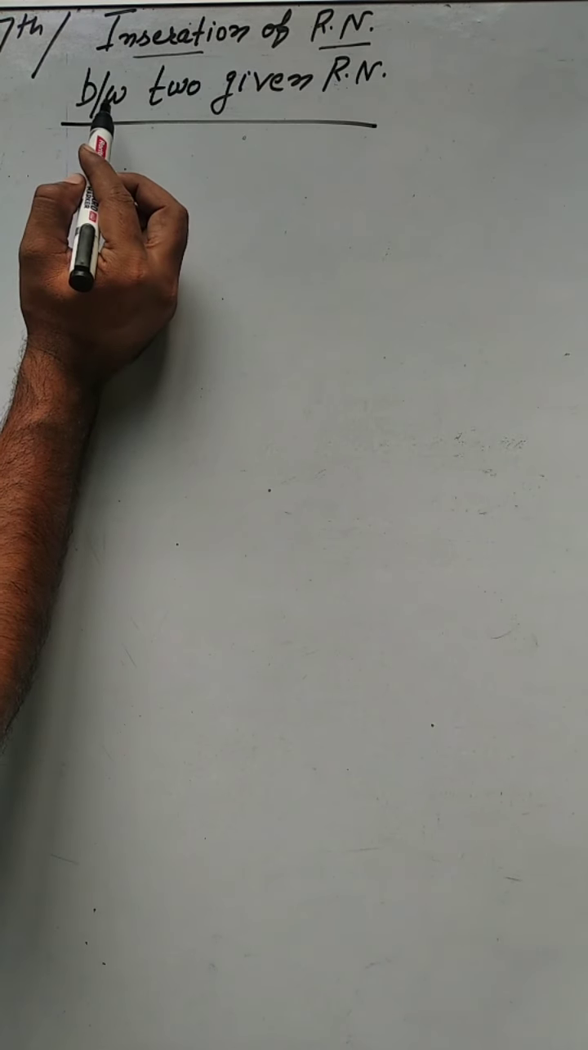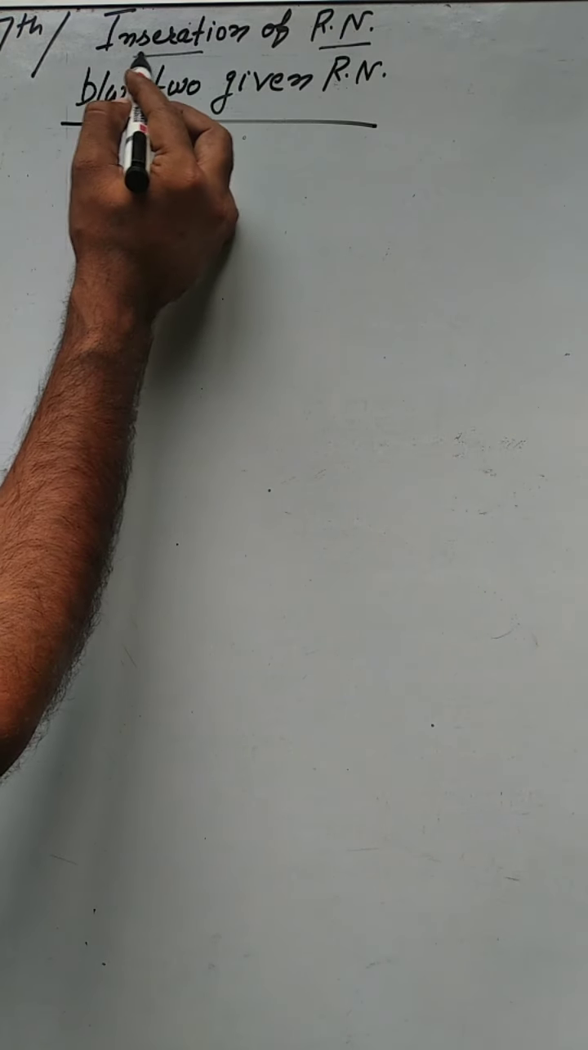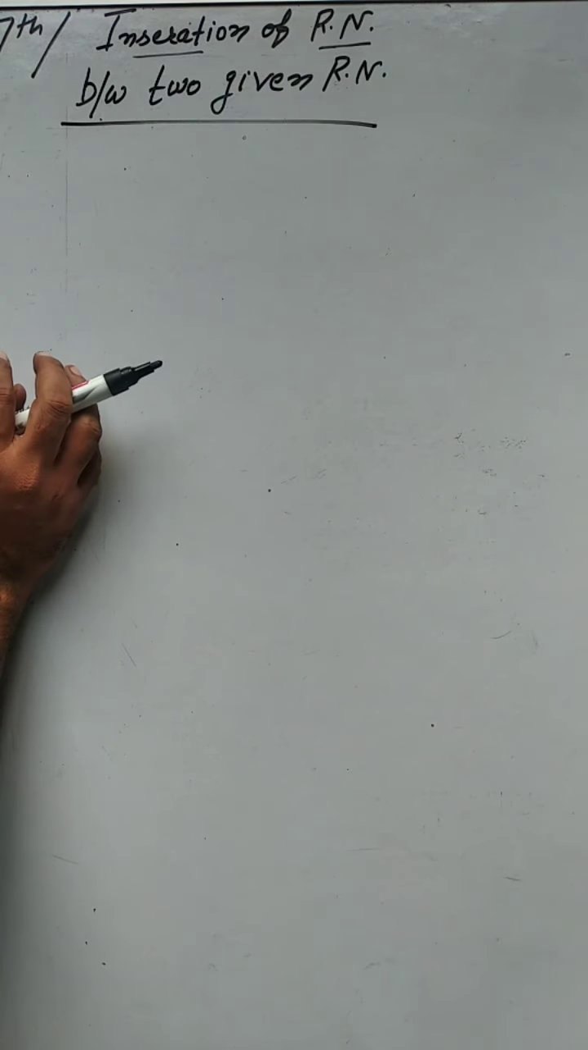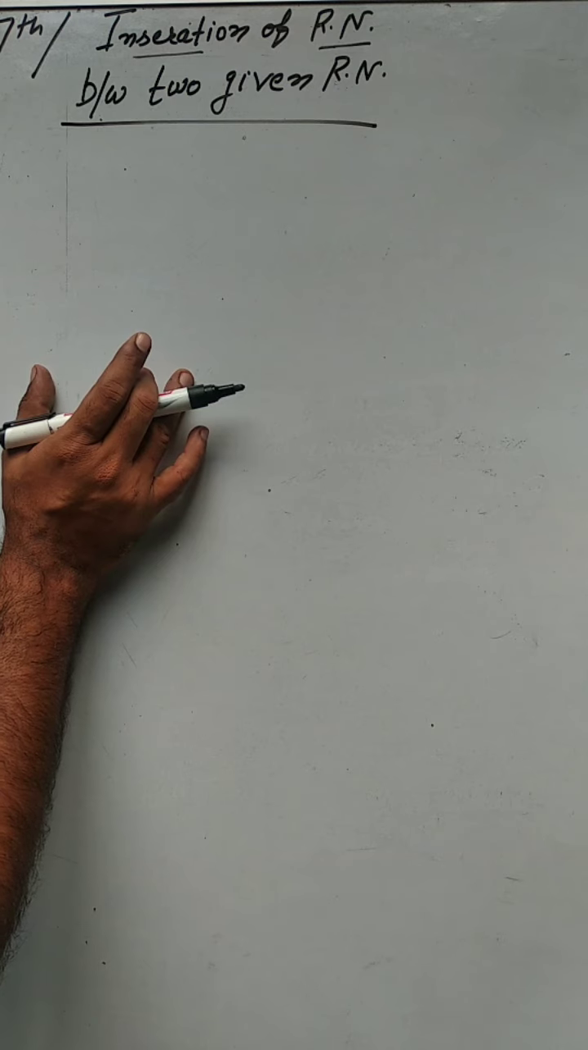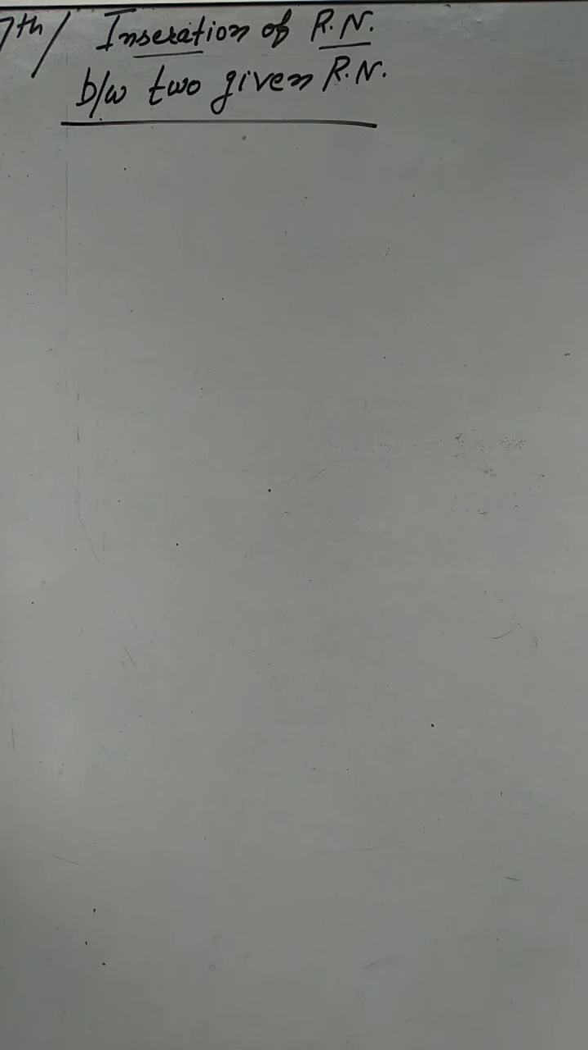Beta, today we will start our next topic, insertion of rational numbers between two given rational numbers. It means you are given two rational numbers and your question will be to insert any number of rational numbers between them. It can say insert 5 rational numbers between two given rational numbers, insert 10 rational numbers, or any number of rational numbers you can insert between two given rational numbers.